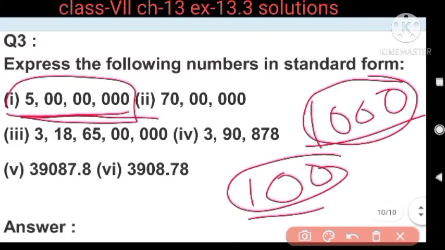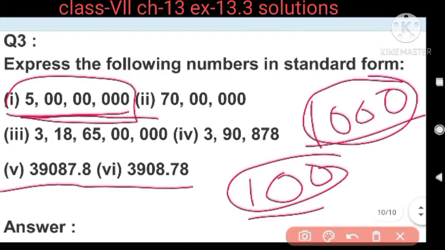Now while writing in the standard form, if the number is not a decimal number, then what will you do? Then the power will be positive. If the number is without any decimal, now you can see question numbers 4, 5 and 6. You can see there is a decimal in 5 and 6, but in the other questions there is no decimal. So if there is no decimal, then the power will always be positive.